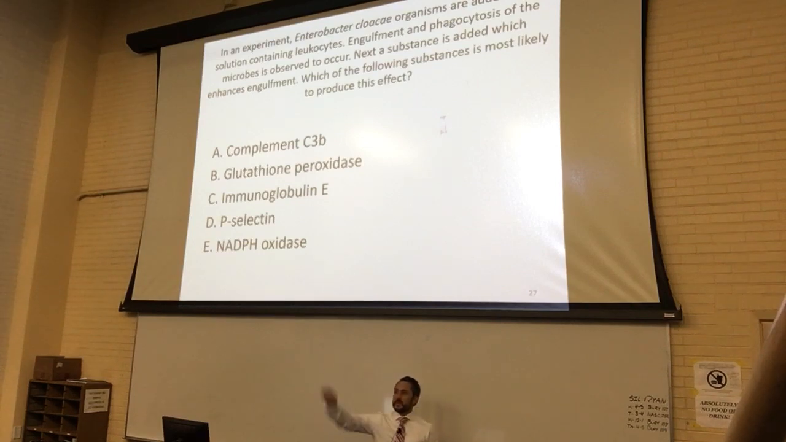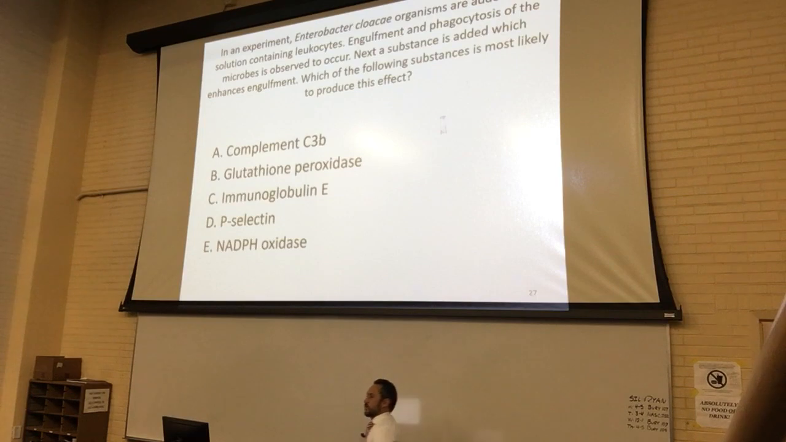Complement C3b. Who says that one? How many of you say glutathione peroxidase? Immunoglobulin E. P-selectin. NADPH oxidase. Okay, so this is a good place to study because there weren't a lot of convincing answers. It's complement C3b, which helps facilitate opsonization. But some of you are probably a little puzzled because all those other ones look important, right? I'll give you one, and then I want you to look up the rest because you're supposed to be studying, right?